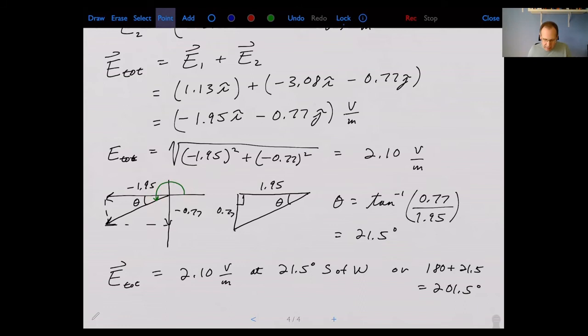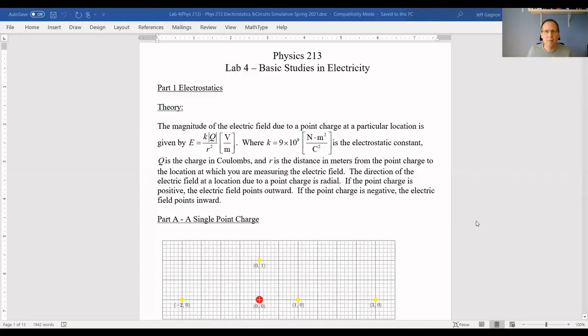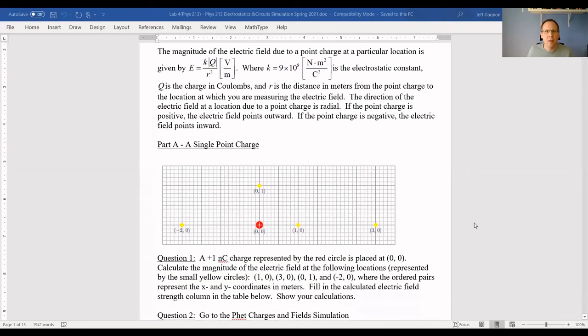Okay, so let's look at what you guys need to do for your lab report, for your group lab report for this lab. So let me go back to that handout. Okay, so in the first part, we have this set up. So we have a single positive charge at 0, 0. And then these are just locations at which we want to measure the electric field.